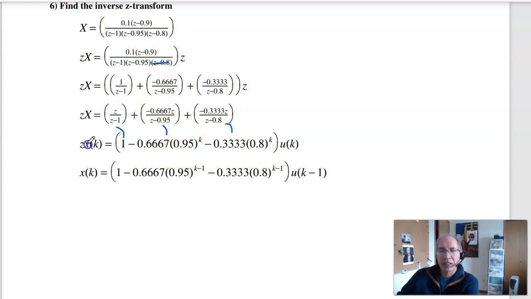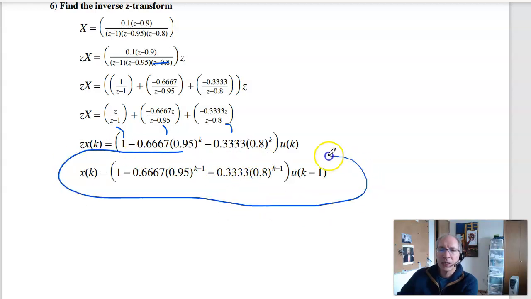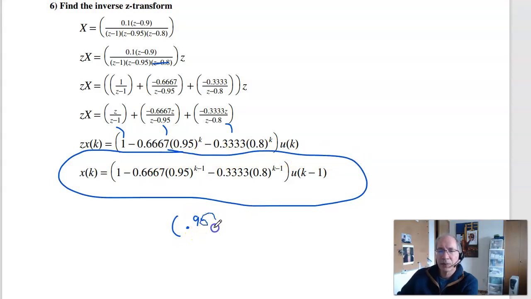That's zX. Divide by z. Dividing by z means delay, so take all the k's and replace them with k minus 1, a delay of 1. So here's your answer. There are other ways to write it. What I could do is also write this as 0.95 to the k and pull out the 0.95 to the minus 1. So that would be your 0.6667 over 0.95 to the minus 1. And likewise over here, either answer is valid.